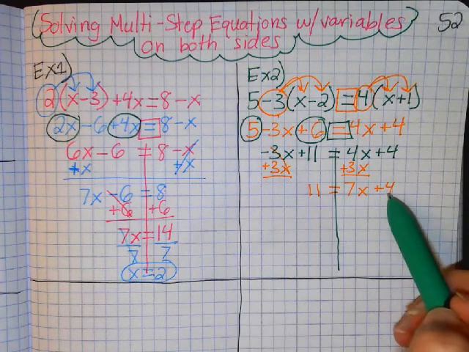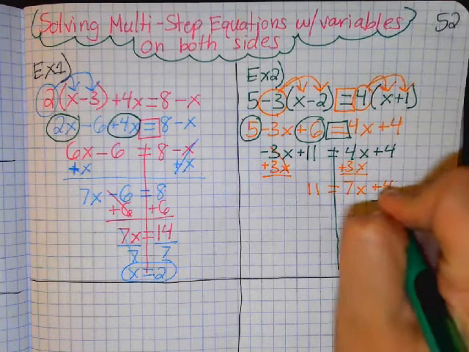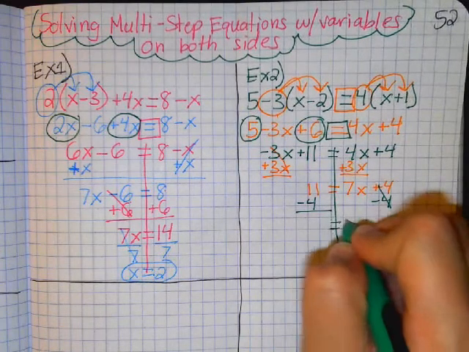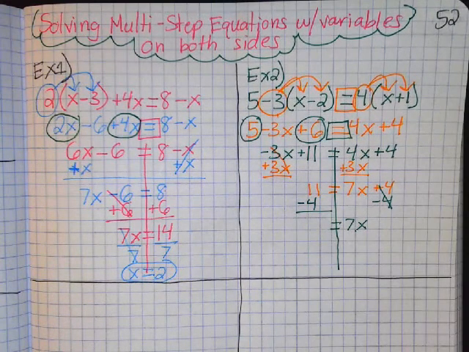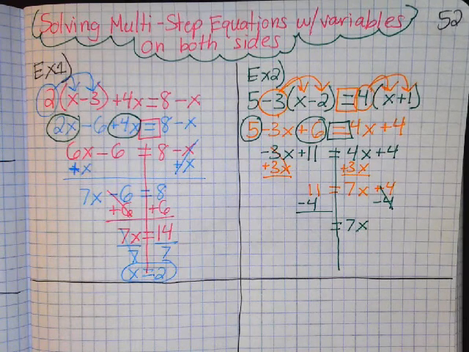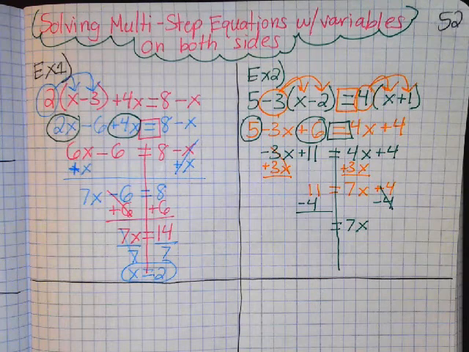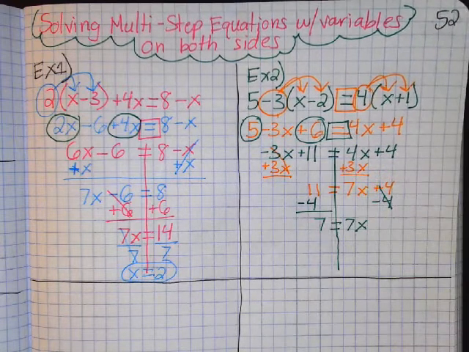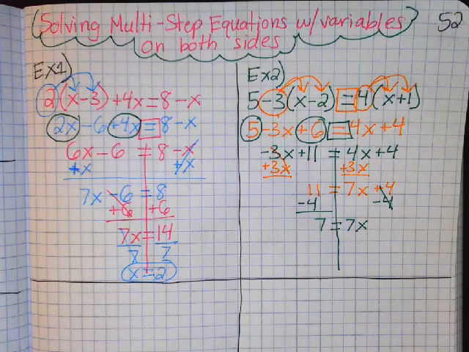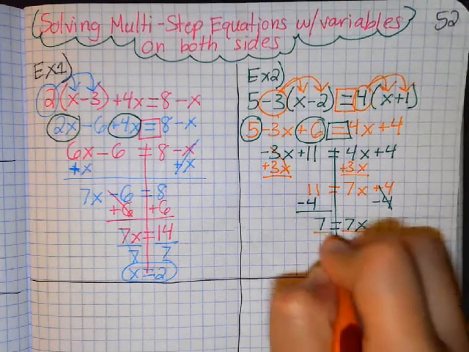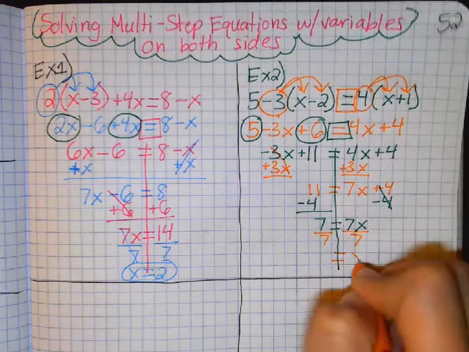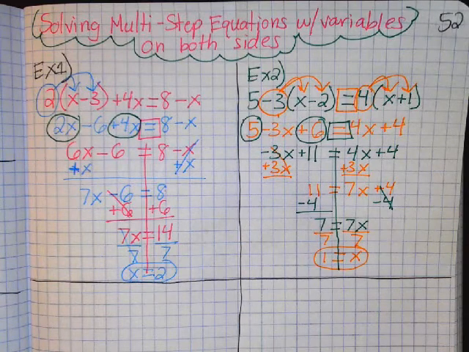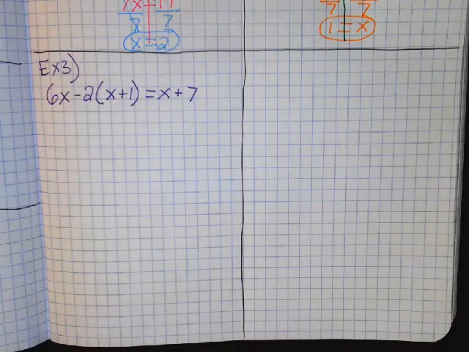I am going to move my positive 4 to my other side by subtracting. Minus 4, minus 4. 7x equals 11 minus 4 is 7. So now I have 7 equals 7x. I'm going to divide both sides by 7, and I get x equals 1 as my final answer for example number 2.